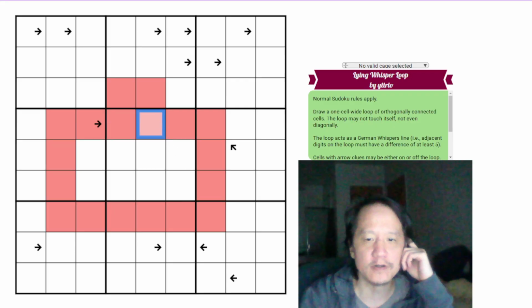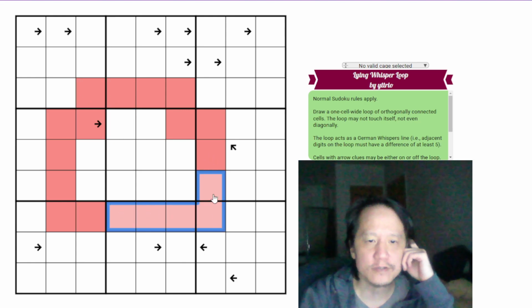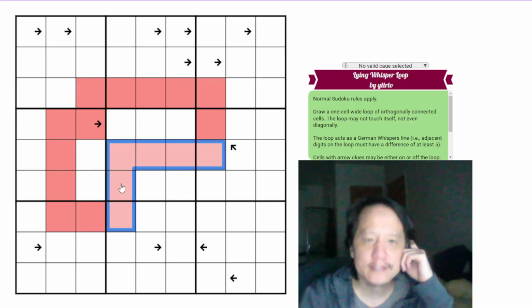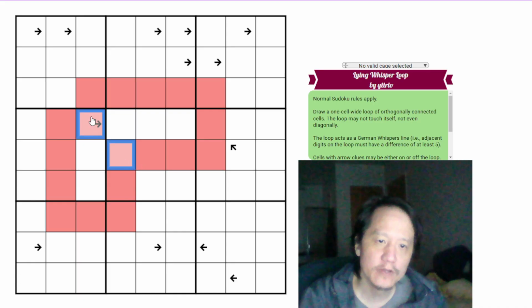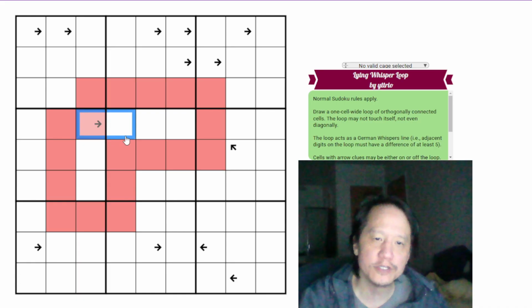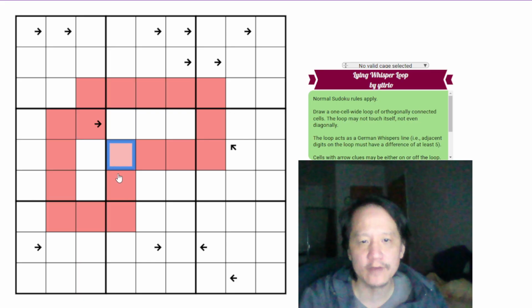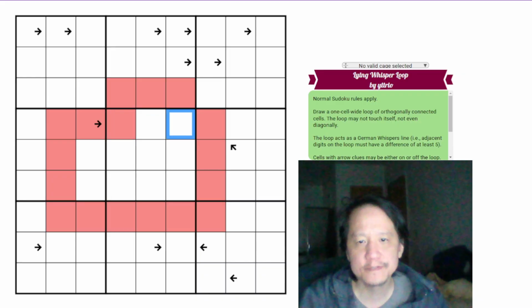Perhaps an easier example to see. Let me see if I can make one. What about if we do this? This is not a valid loop because it touches itself diagonally too. So diagonally or one additional touch orthogonally is not valid. So that's the loop mechanics.